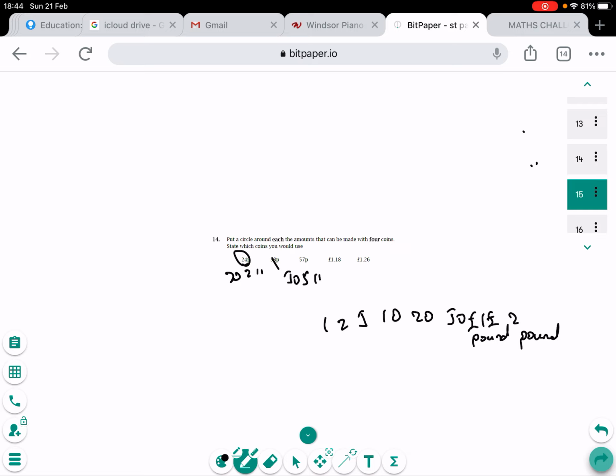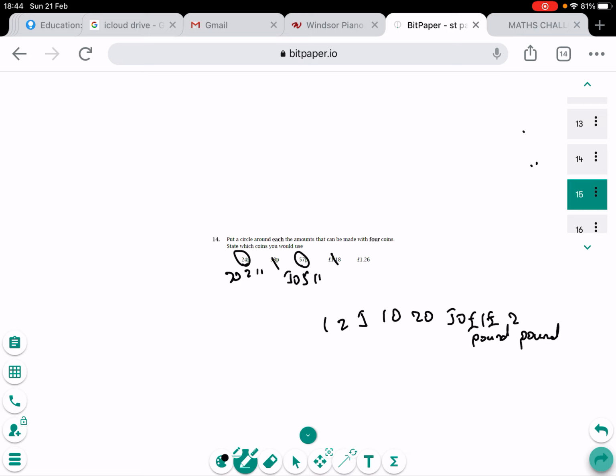And for £1.18, let's try. So we put a £1 coin, a 10 pence coin, so a 5. Nope, that won't work, because if you use a £1 and a 10, it's basically the same as the 38 pence. You can't make an 8 out of 5, 2 and 1 by using only 2. So that won't work.